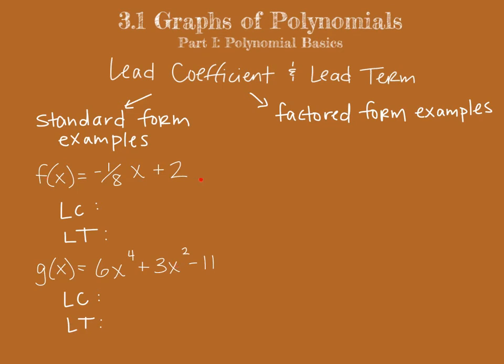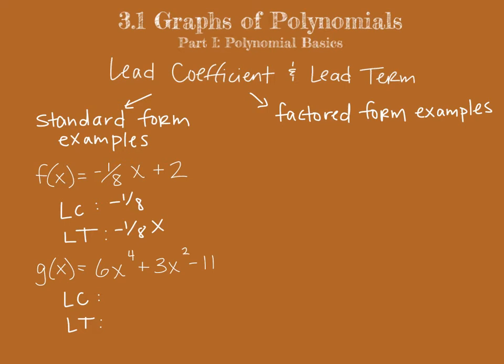All right, let's take a look at f of x. So our leading coefficient, we want to make sure that we're looking at the term that has the highest exponent. And in this case, that biggest exponent is just 1. This is just a constant over here. Its exponent is 0. So our leading coefficient, LC, is going to be -1/8. And our leading term is just the whole thing. It's the whole term. It's -1/8 x. So there's not a ton of difference. The term is just all of it, and the coefficient's just the number.